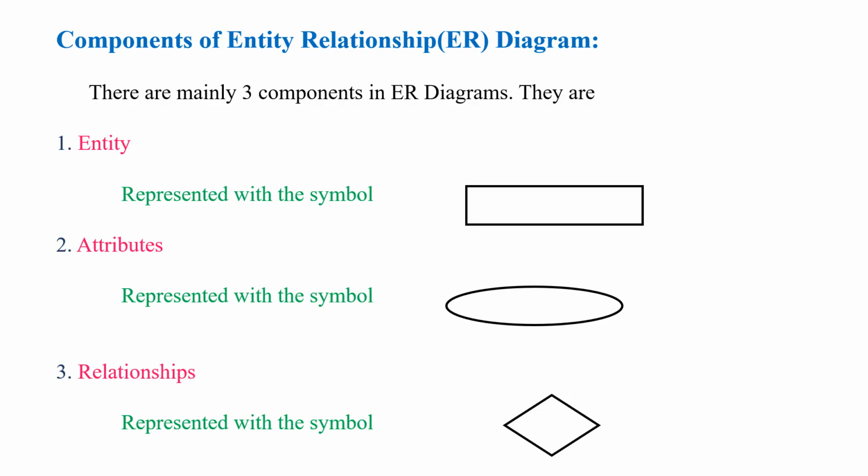So what are the components of an entity relationship diagram or ER diagram? There are mainly three components in ER diagrams. They are entity, attributes, and relationships. An entity is represented with the symbol rectangle, the attributes are represented with the symbol oval shape, and relationships are represented with the symbol diamond.